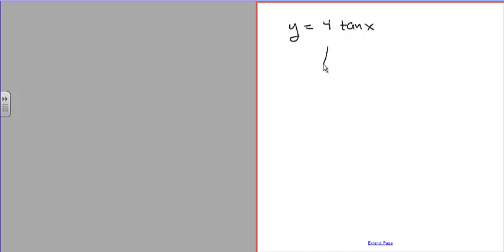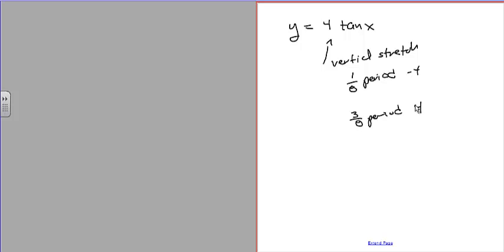And so that's going to result in a vertical stretch. There are really only 2 points involved in that: the 1/8 period, which is going to end up being -4, and the 3/8 period, which is going to be +4, because in the normal parent function the values at these points are -1 and +1.